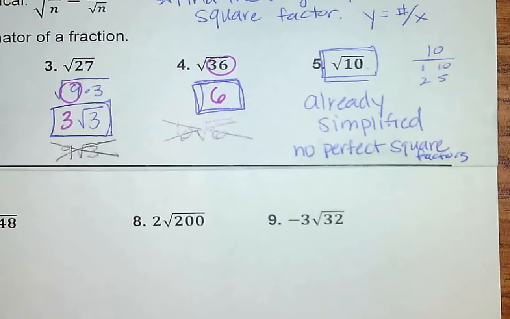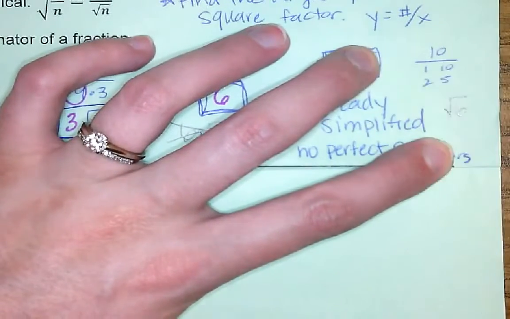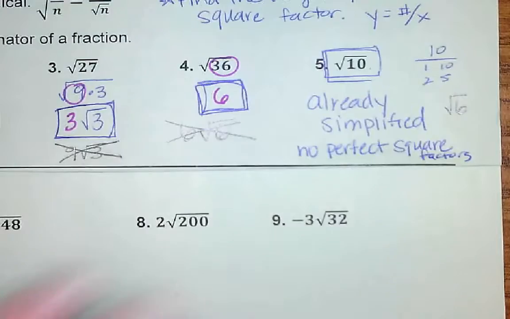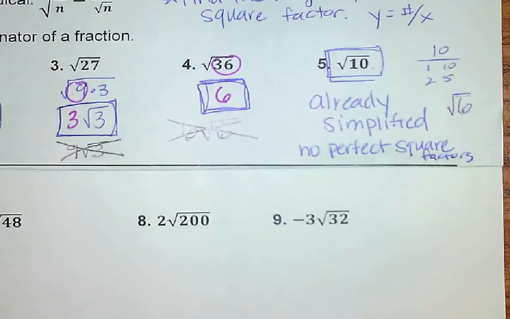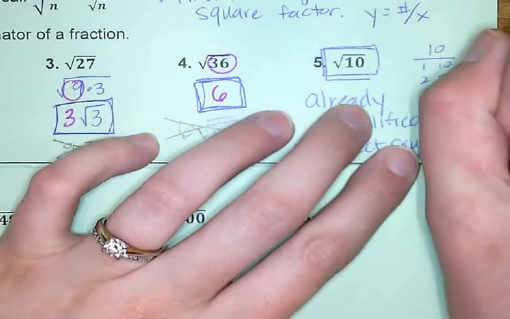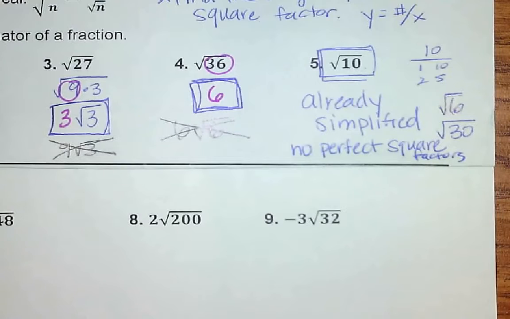Another one that's really common is the square root of 6. I guess I'll write this here. That one is also already simplified. But it feels like you could do something more to it. And honestly, the most annoying one, in my opinion, that is already simplified is square root of 30. Because there's so many factors of 30: 1, 30, 2, 15, 3, 10, 5, 6. But none of them are perfect squares.